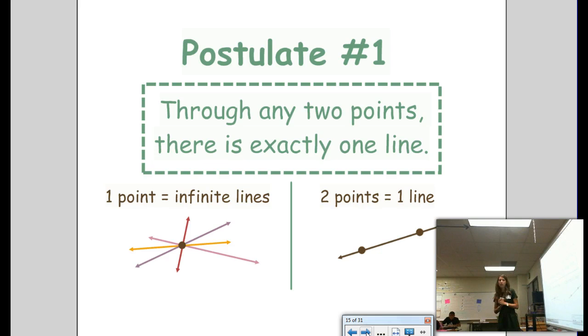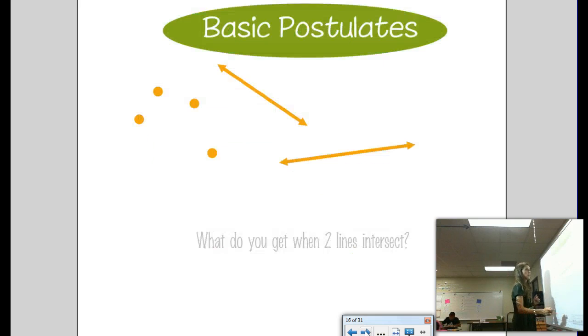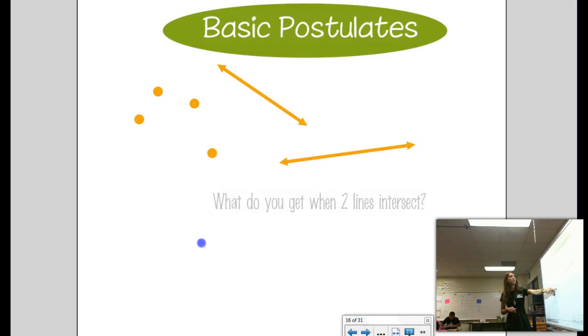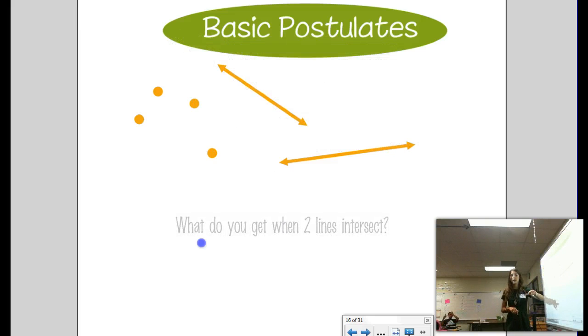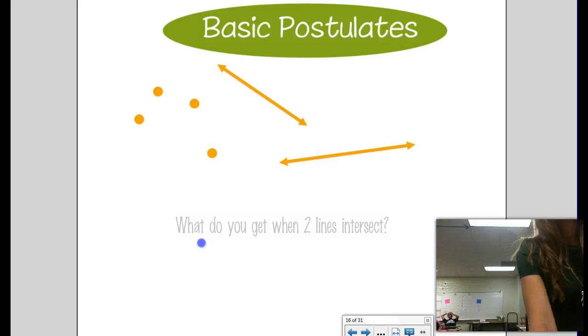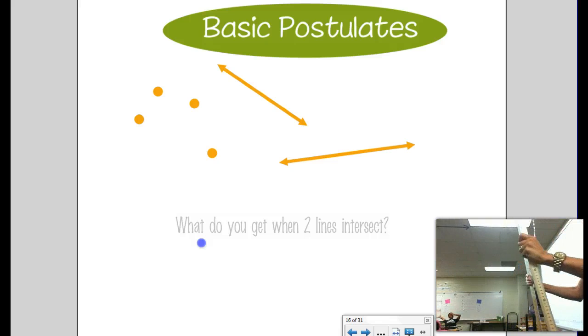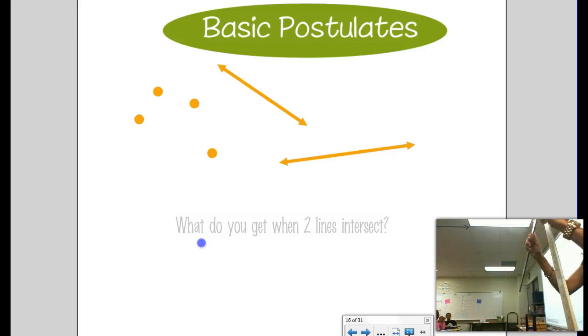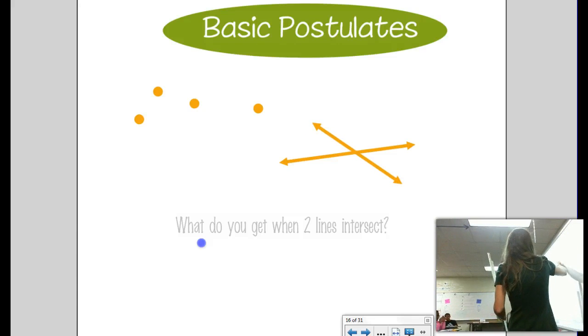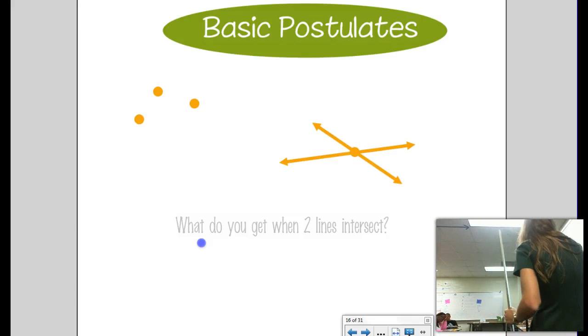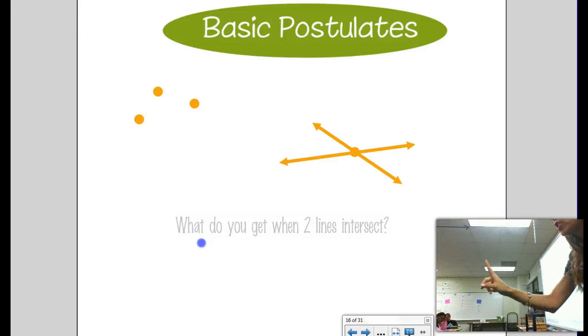Cool? Let's move on. Postulate 2. My question for postulate 2 is, what do you get when 2 lines intersect? Okay, so I have a line, I have another line, and they meet up. What do you get at where they cross? What would that be? A point. Y'all are too smart. You already knew the answer. When 2 lines cross, you don't get a plane, you don't get another line, you get a point. They cross at one location. That's what a point is.